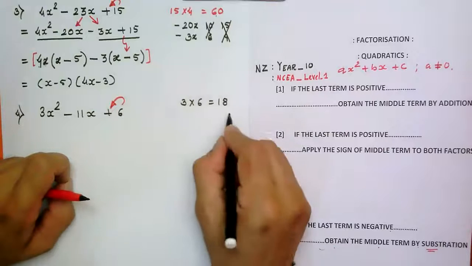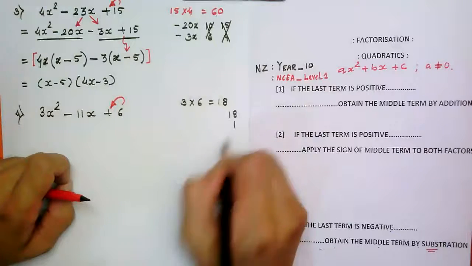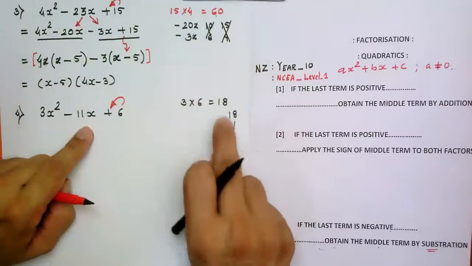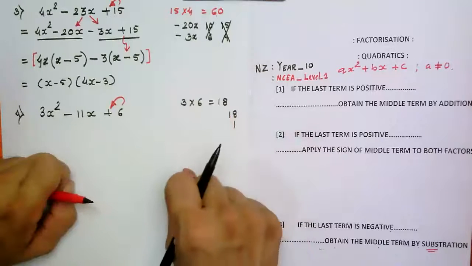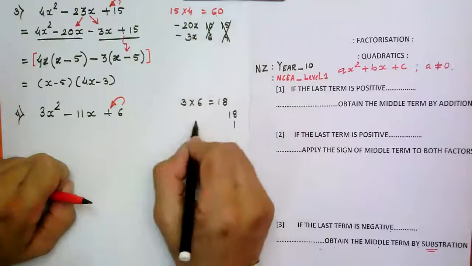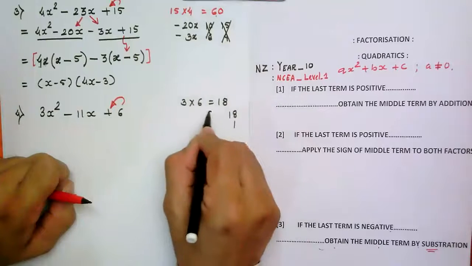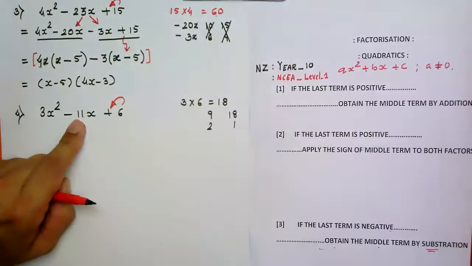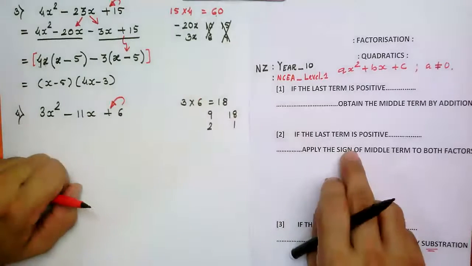You can also think of this. 18 ones are 18, but 18 plus 1 is 19, not 11. So these are not the factors. Then I should think of 9 2s are 18. 9 plus 2 is 11. That's fine.